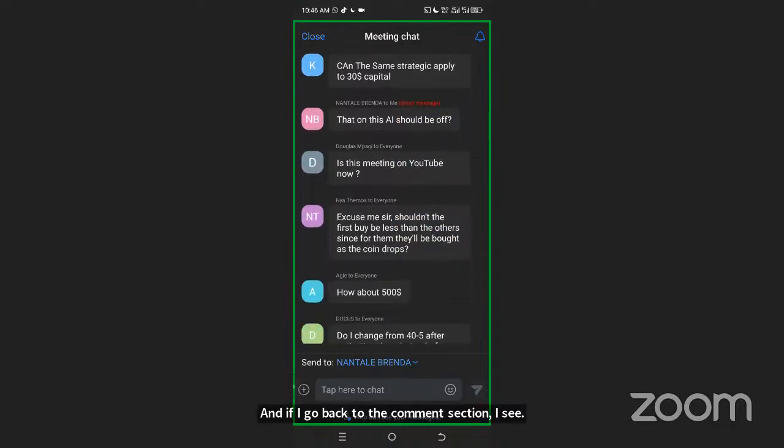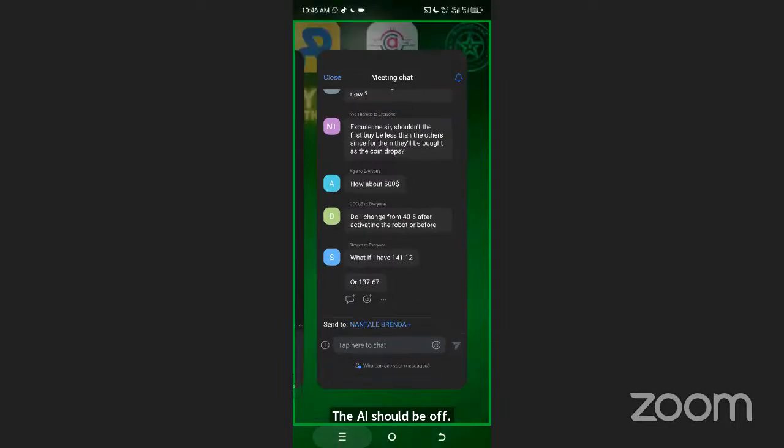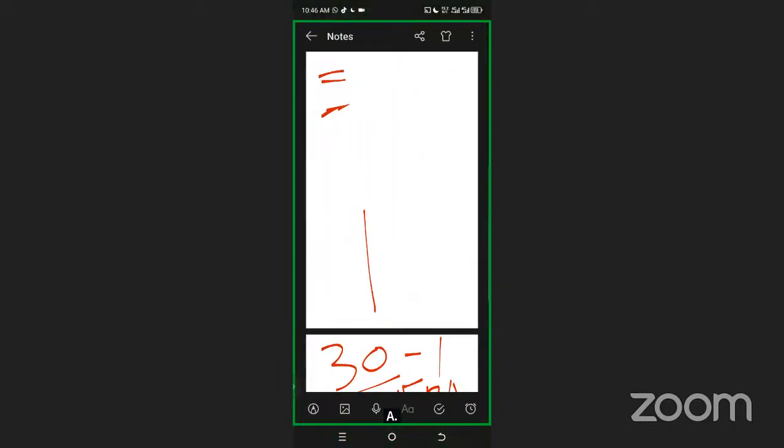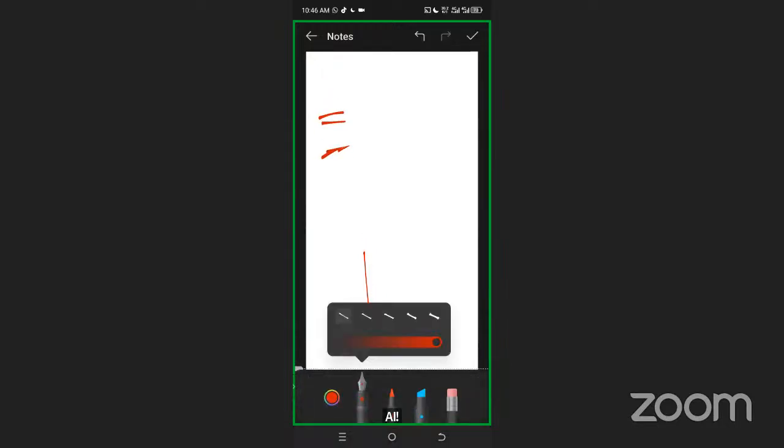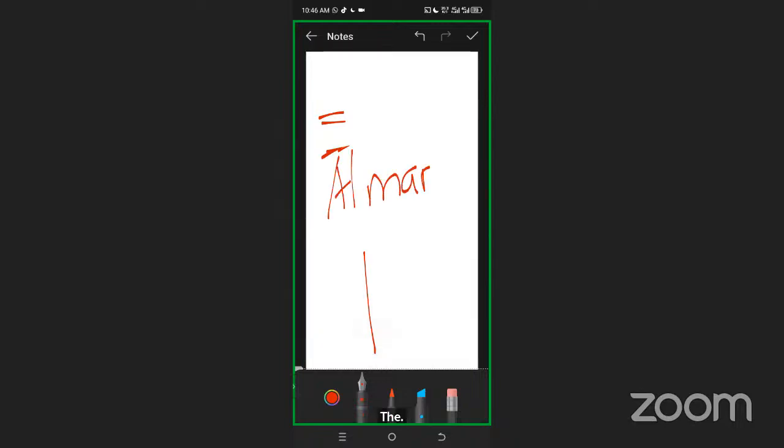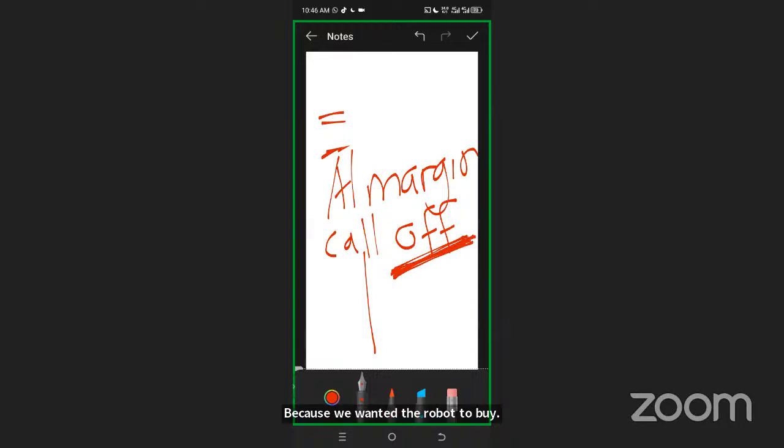The AI margin call should be off, because we want the robot to buy quick our margin calls. So the AI should be off.